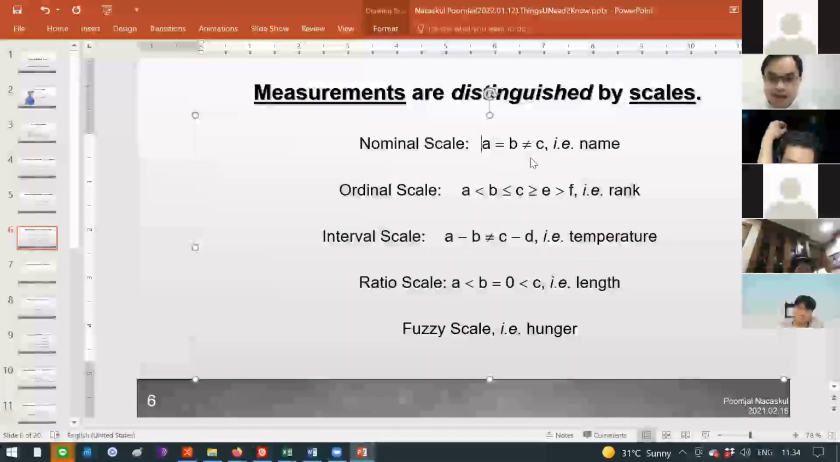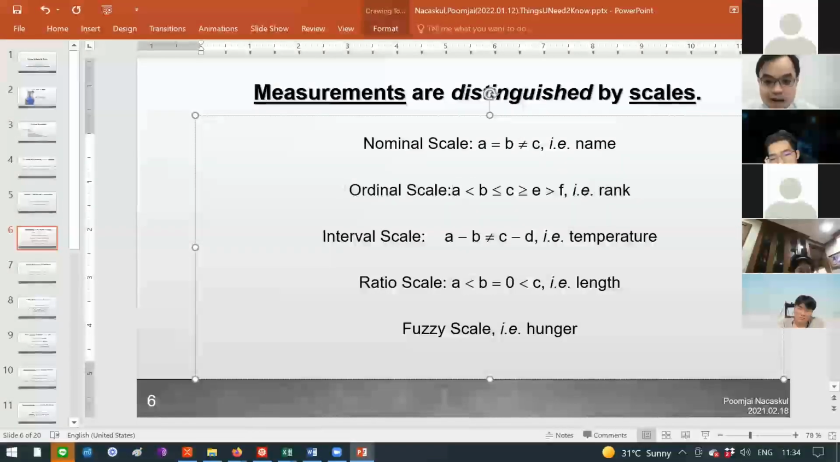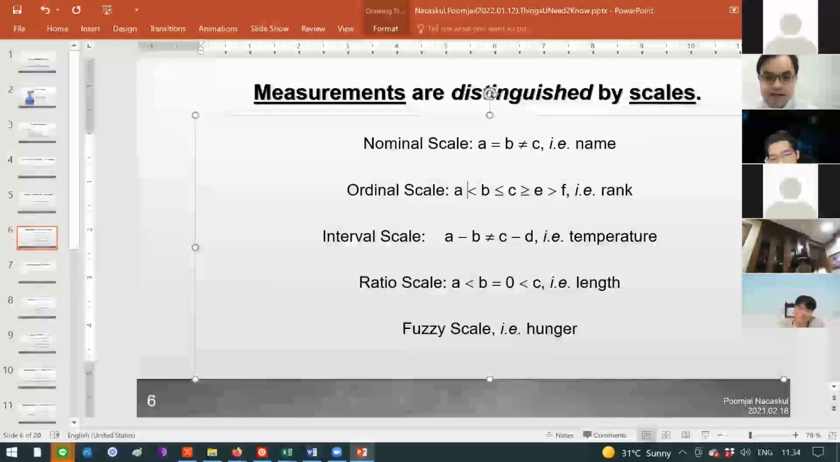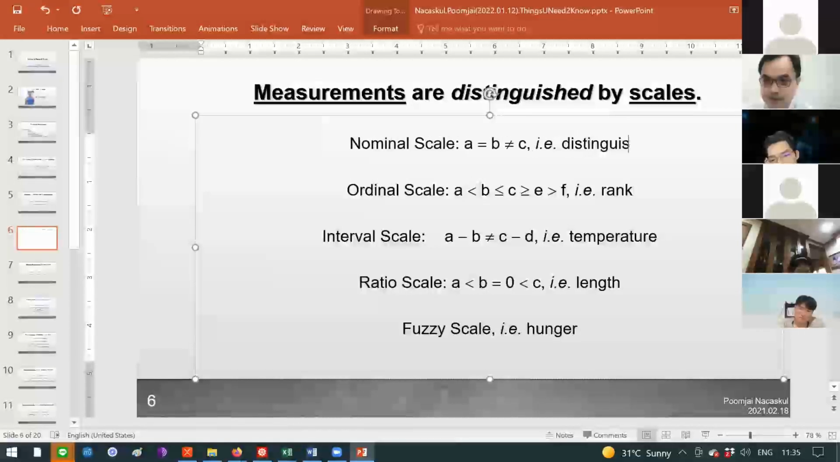A nominal scale can only do inequality. Okay, A is the same as B, but not C. An ordinal scale, you can rank things. You can say A is less than B, right? So you can name, you can distinguish, you can rank.